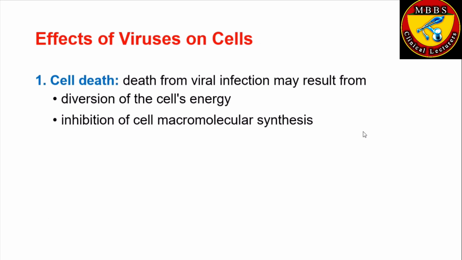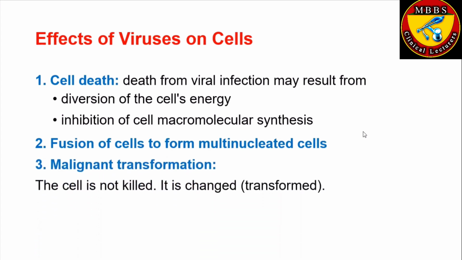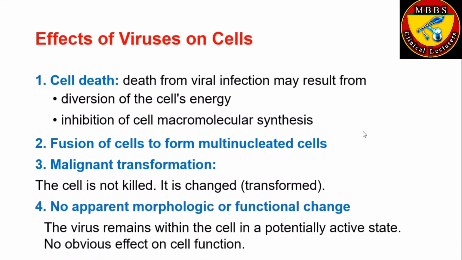Cell death can occur. Cell death from the viral infection may result from diversion of the cell's energy or inhibition of the cell's macromolecular synthesis, or fusion of the cells to form multinuclear giant cells. Malignant transformation: the cell is not killed, but it is changed, it is transformed, and there may be no apparent morphological or functional change. So these are the effects of the viruses on the cell.